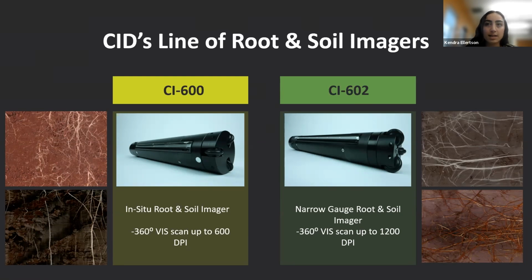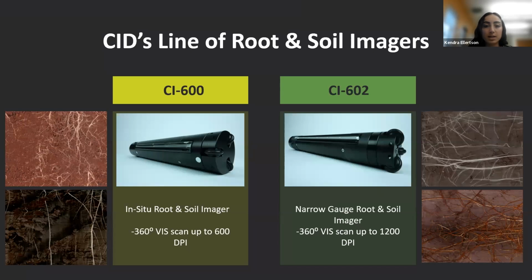We also have our CI602. This is our narrow gauge root and soil imager. These devices are very similar, pretty much the exact same thing, except the CI602 has a bit smaller diameter, and it also can go up to 1200 dpi in image resolution. Both of these devices are meant to be placed in the clear acrylic tubes below ground, or like I said, in pots or planters in your lab. Both rotate 360 degrees and give you that visible light image.